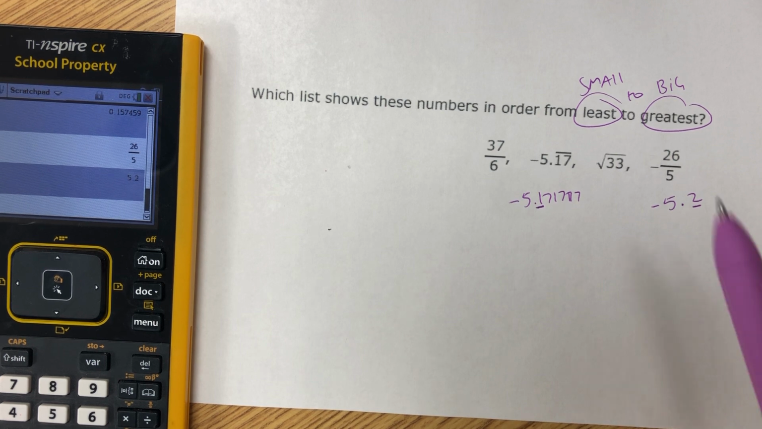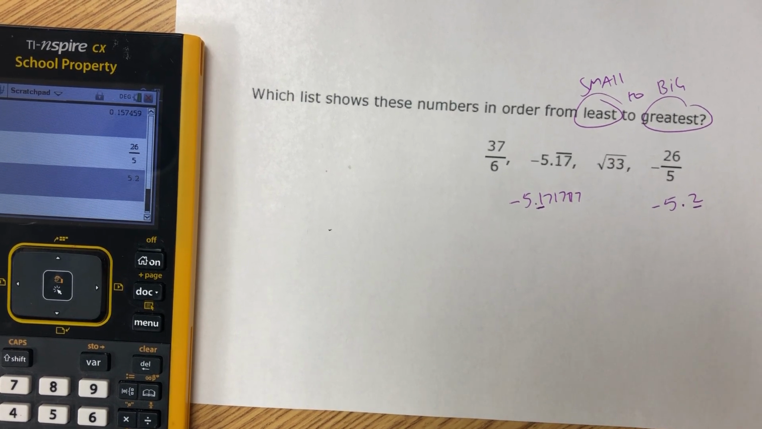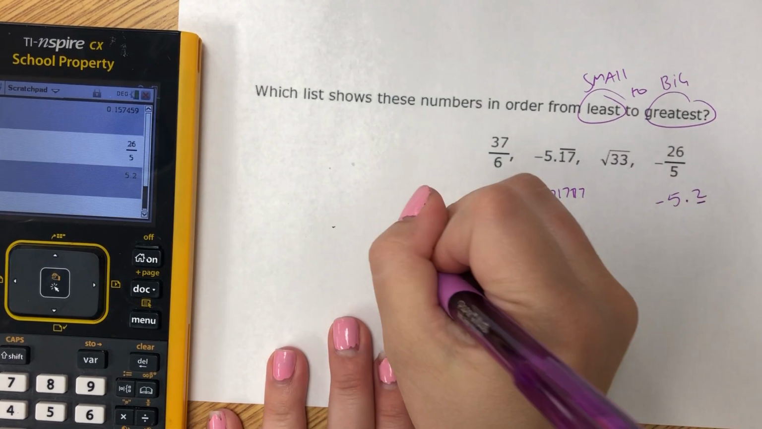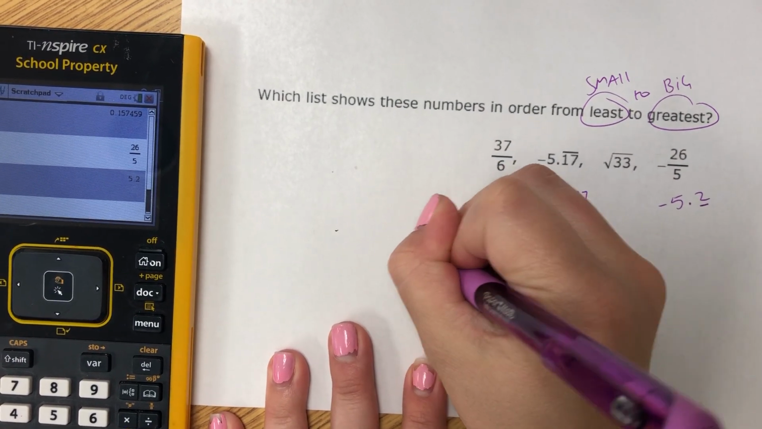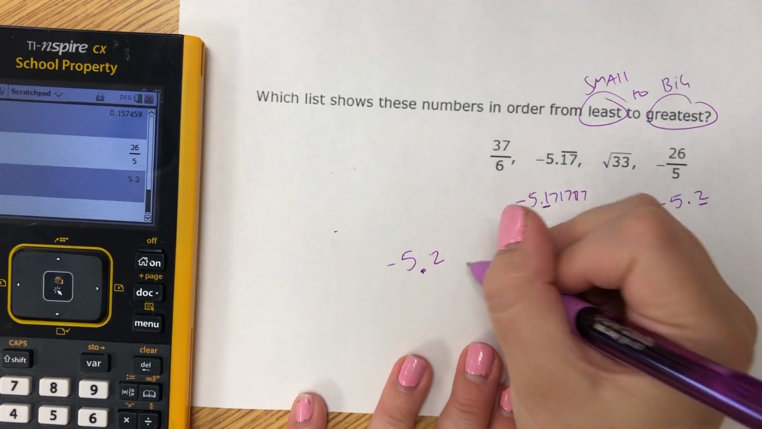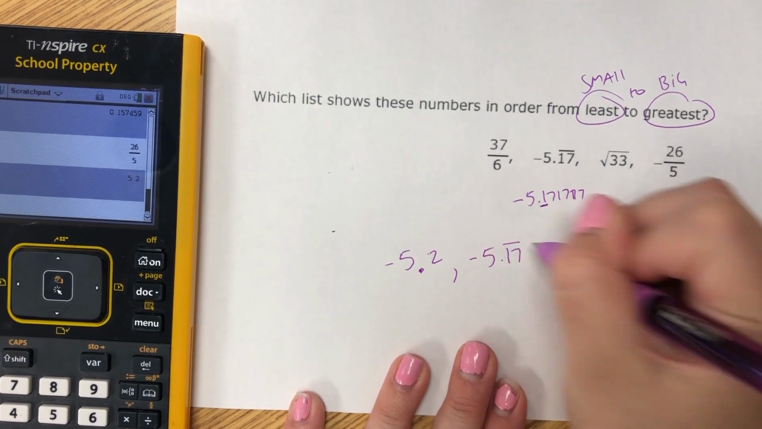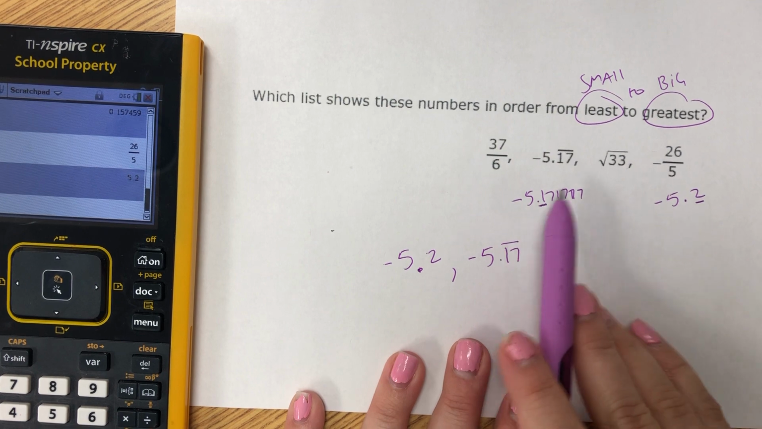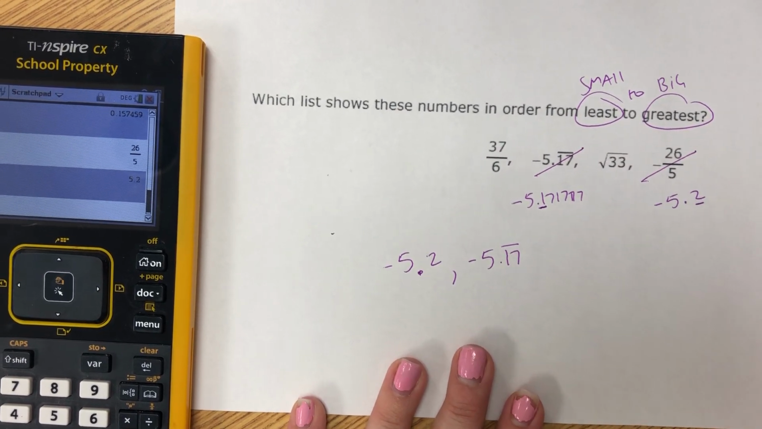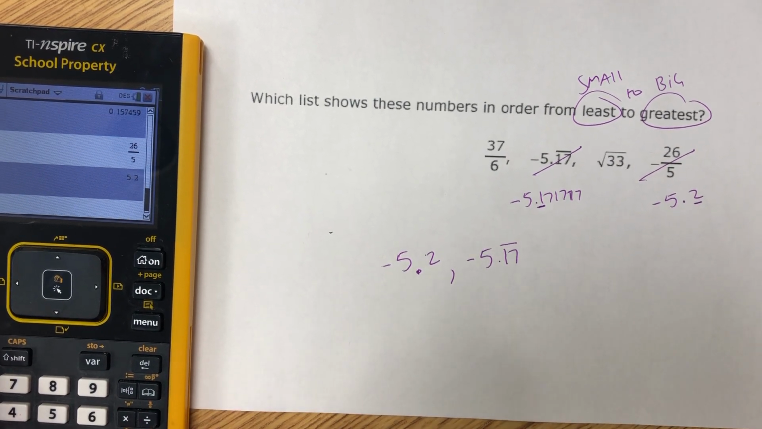Okay, so the smaller the negative number, the bigger it actually is. The bigger the negative number, so since this is technically the bigger negative number, it is actually my smaller number. So we have negative 5.2, and then we have negative 5.17 repeating. And then we can see what our positive numbers are because we get rid of that one, and we can see which one is smaller, what order those go in.